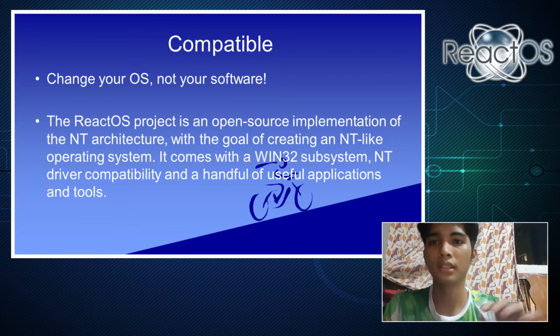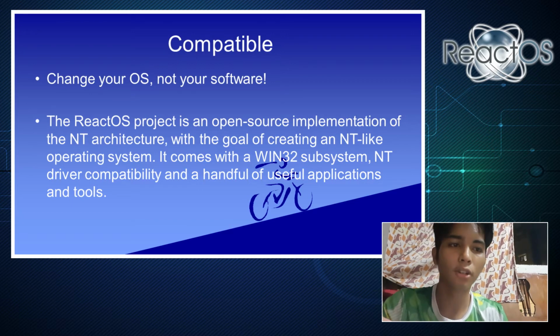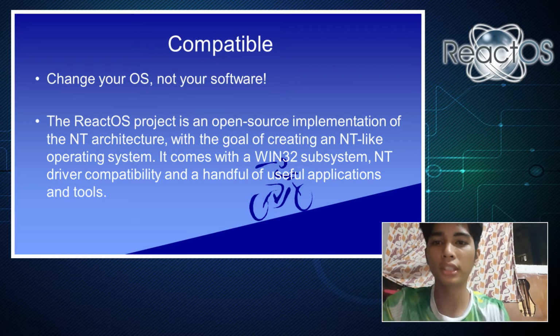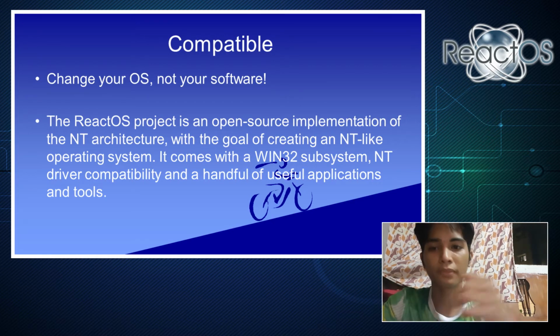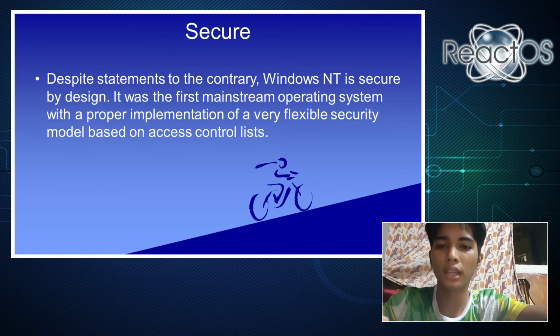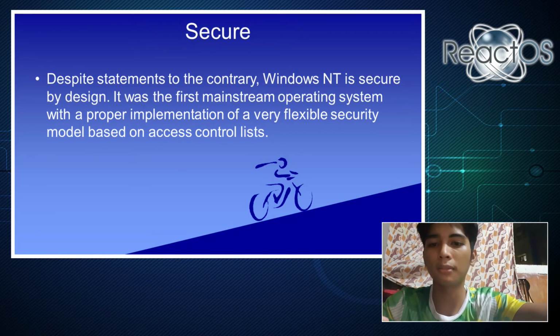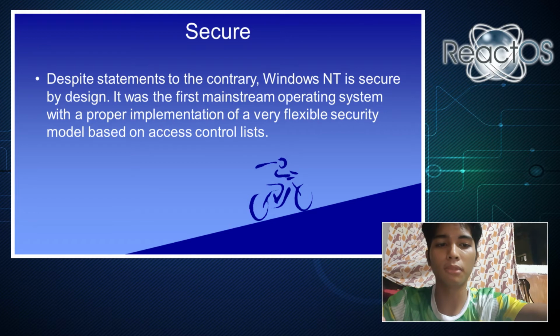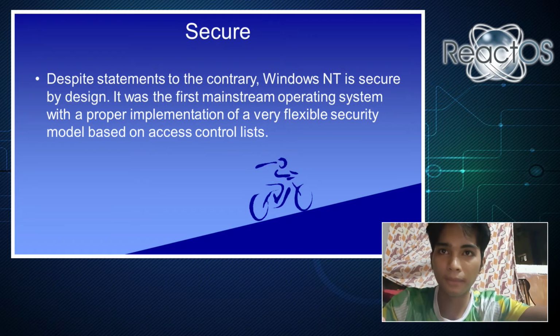So next naman is isa siyang open source implementation ng NT architecture, and yung goal niya is gumawa ng NT-like operating system. It comes with Win32 subsystem, yung nag-contain ng console, pati na din yung text window support. So, shutdown and hard error handling for all other environment systems. So, yung secure naman is Windows NT is secured by design. Ito yung first mainstream operating system or OS na may maayos na pagpapatupad ng flexible security model na naka-base sa access control list. Ayun lang po.